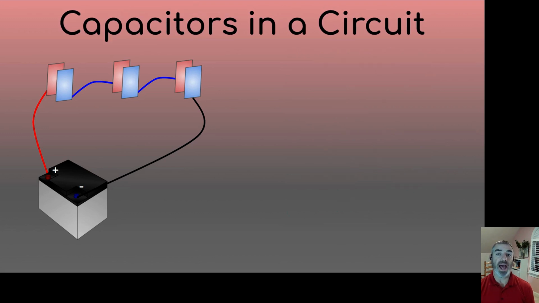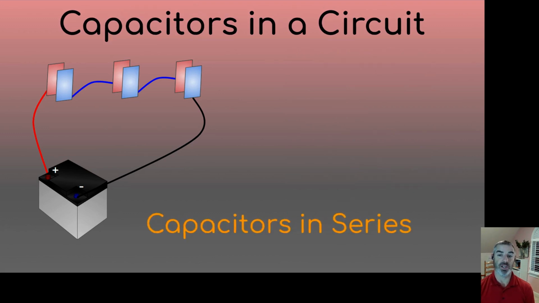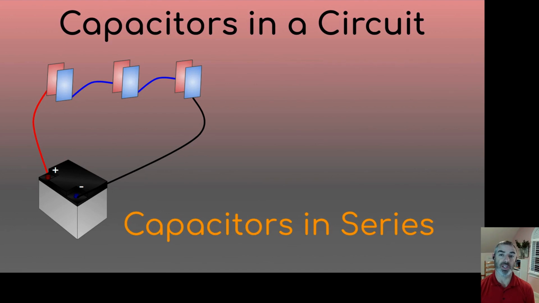These are capacitors that are set up in series because there's only one path for the charge to take. So if you trace your finger from the positive end of the battery and move it through, there's only one path. That's how you know that capacitors are set up in series.